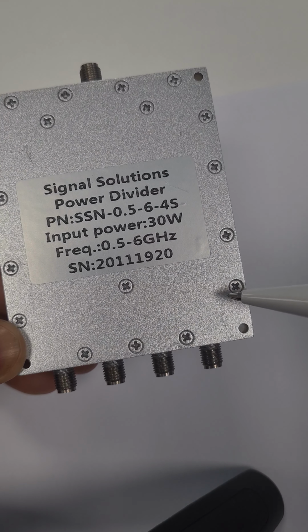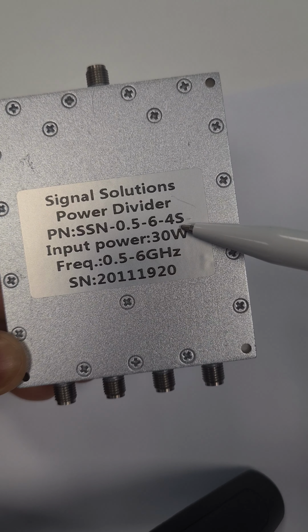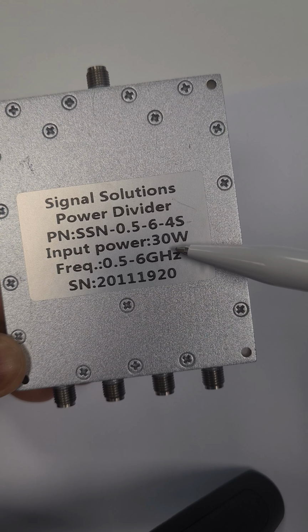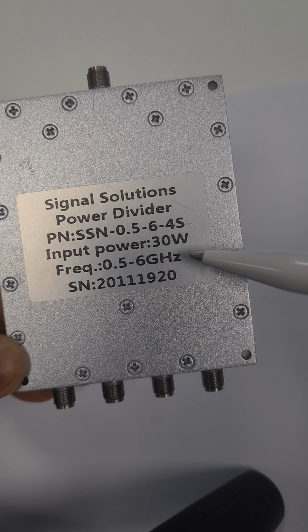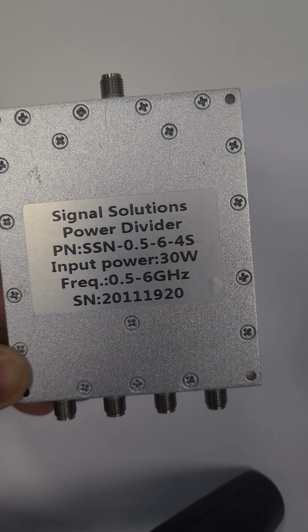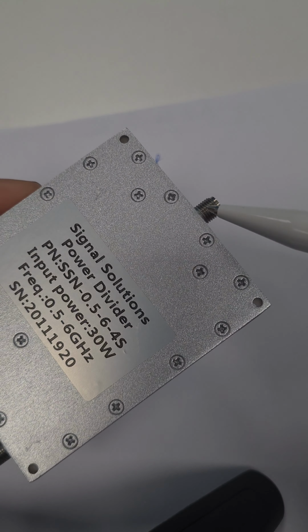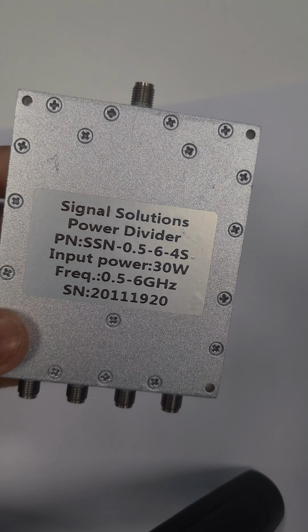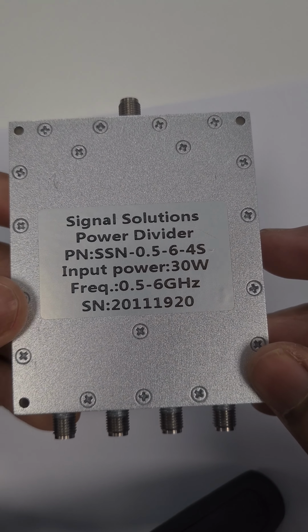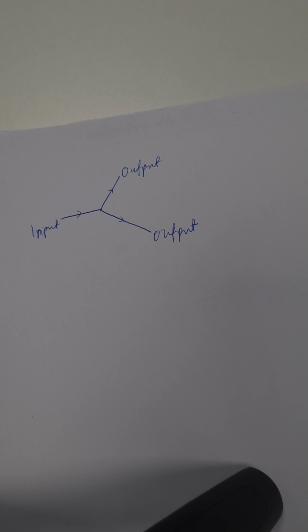4 outputs. So you can see it's already indicated here, and the power rating is 30 watt. So 30 watt, this is a very good one. And we have 1 input port, and this is a very good power divider. This is one example also.